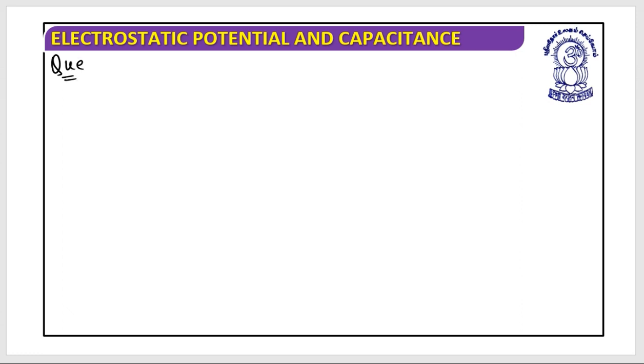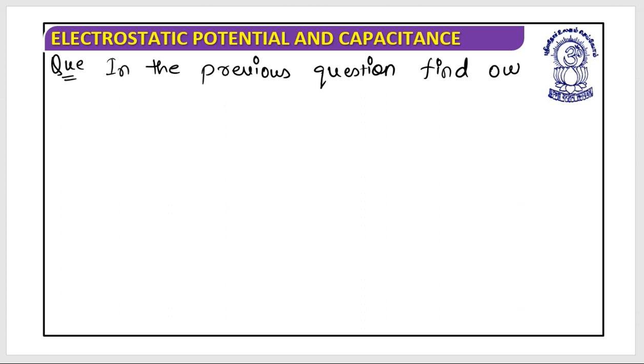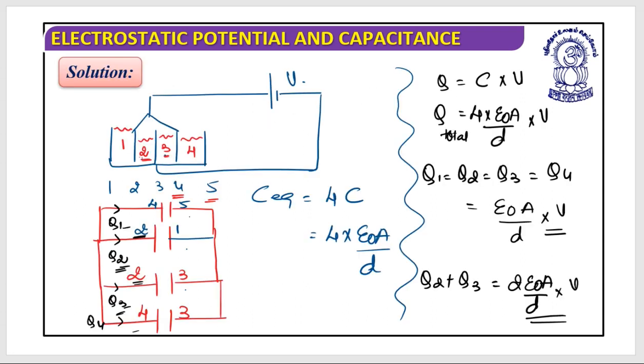In the previous question, find out the charge on plate 1, plate 3, plate 4, plate 5. You need to perform the same task: which are the charges that arrived on plate 1, which are the charges that arrived on plate 2, which are the charges that arrived on plate 3.